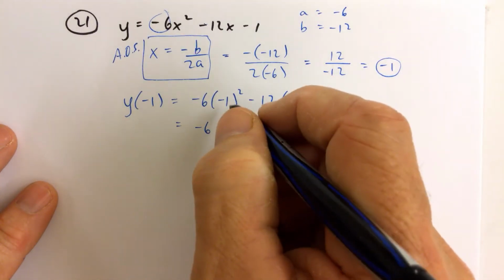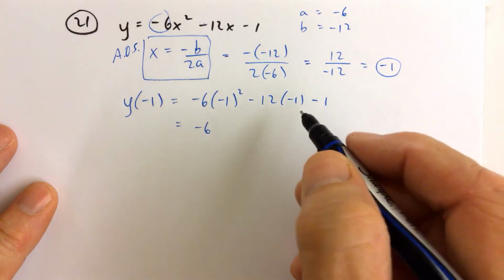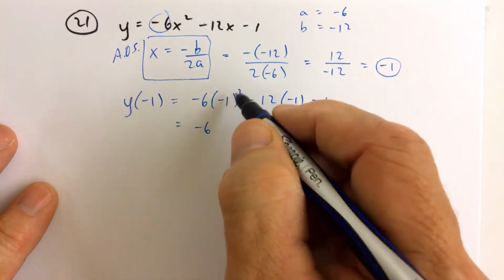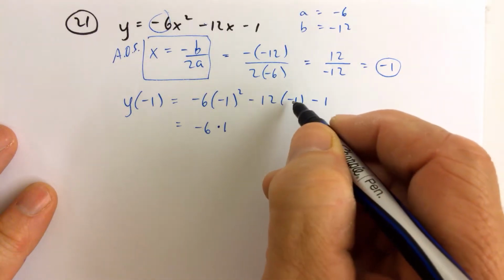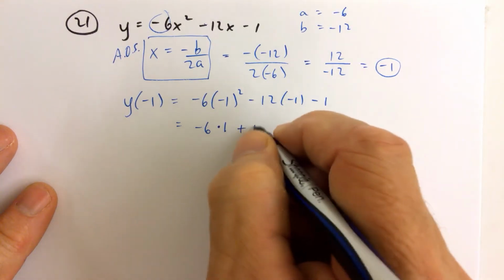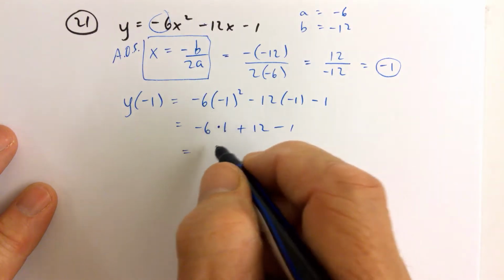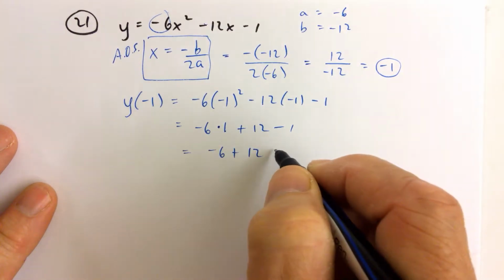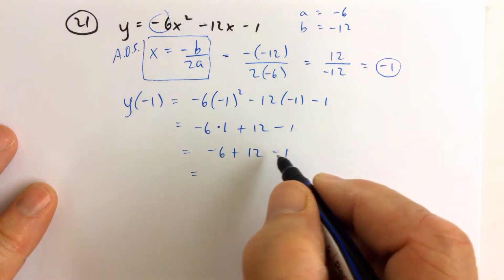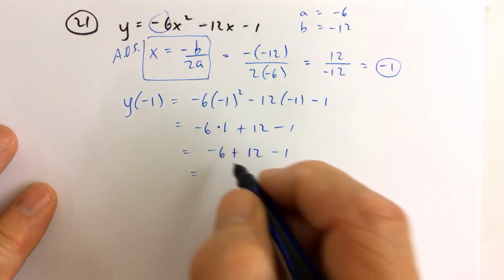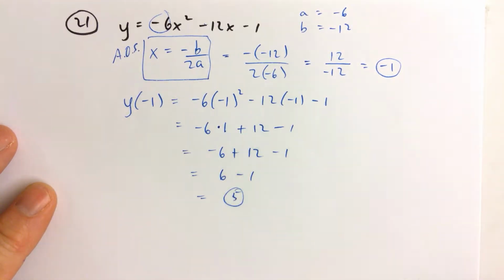Negative 1 squared, we know in PEMDAS we have to evaluate the expressions that have exponents first, before we multiply. So negative 1 squared is 1. Then we have negative 12 times negative 1, which is positive 12. And then minus 1. So we have negative 6 times 1 is negative 6, plus 12 minus 1. Moving from left to right, because now all we have is addition and subtraction, negative 6 plus 12 is positive 6, and 6 minus 1 is 5.